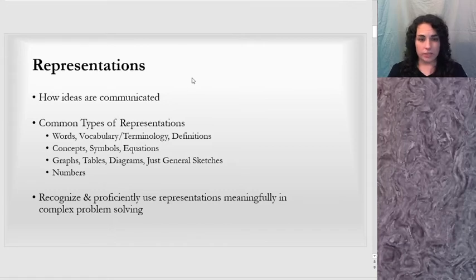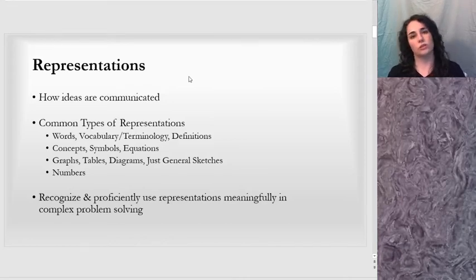Representations are how ideas are communicated. Common types of representations, we're going to see a lot of them, and I wanted you to be prepared for how many you're going to see, the types and what their uses are. Of course, we're going to have words, vocabulary, terminology and definitions, all of that formal way to represent the ideas. Related to that are the symbols and equations that come out of the definitions, concepts, and their mathematical interpretations. We need to represent ideas with symbols.